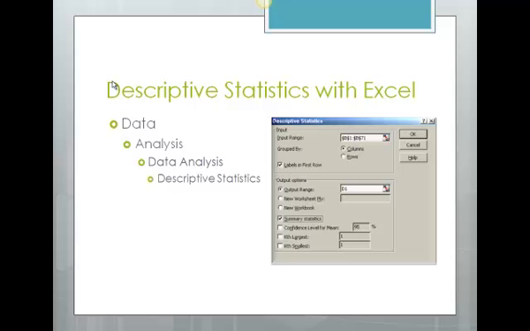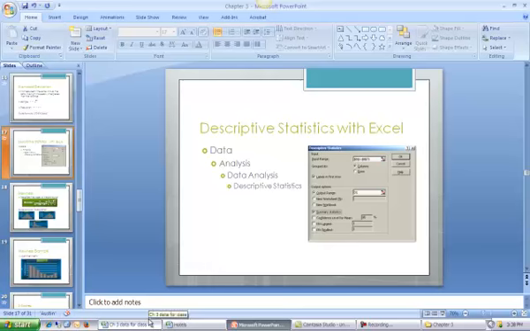Okay, so there is a really simple way in Excel to have Excel calculate for you the mean, median, mode, variance, and standard deviation. And what you're going to do there is you're going to go into data, data analysis, select descriptive statistics, and then when you're in descriptive statistics, make sure to select summary statistics. So let's go and look at an example.